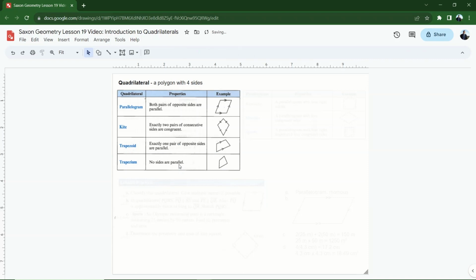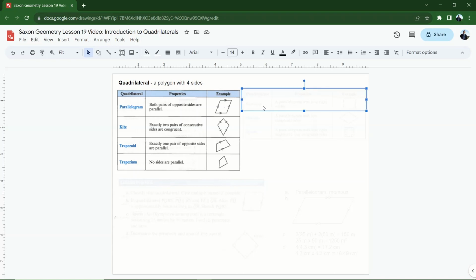And then lastly, my favorite shape, the trapezium. It's a quadrilateral that has no parallel sides. So if none of the sides are parallel, it's interesting to think, can any of the sides be congruent? Interesting to think about these quadrilaterals.